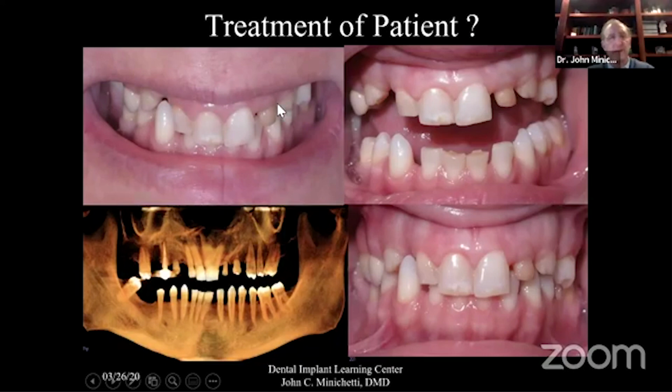Either you're going to raise it to even it out, or you're going to try to rebuild this. Good luck with that, trying to get vertical height here.